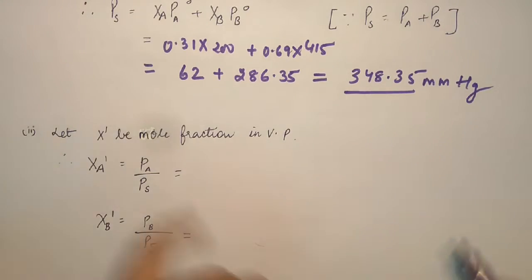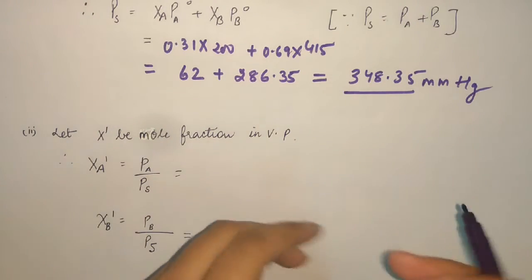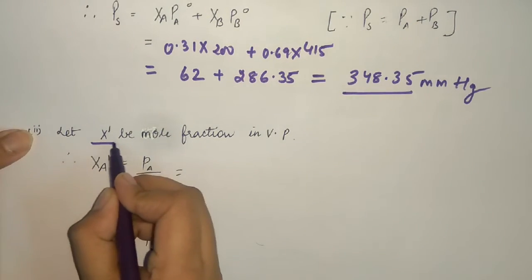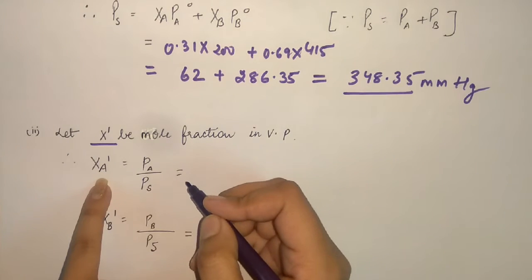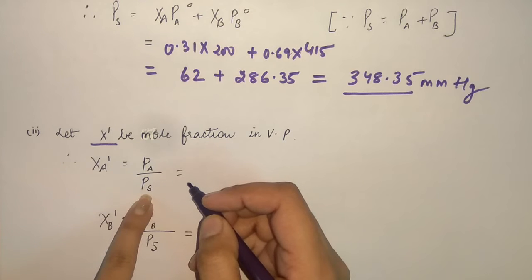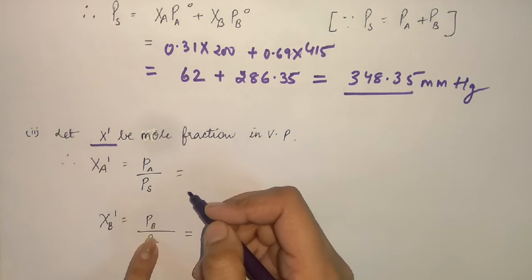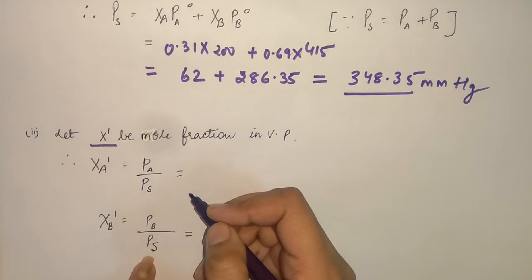The question was, we have to calculate the mole fraction of each component in vapor phase. So we'll assume that X dash is the mole fraction in vapor phase. So how do you calculate the mole fraction in vapor phase? XA dash, that is mole fraction of A in the vapor phase, will be equal to PA upon P total. Similarly, XB dash will be equal to PB upon P total. You divide the respective PA and PB with that P total.